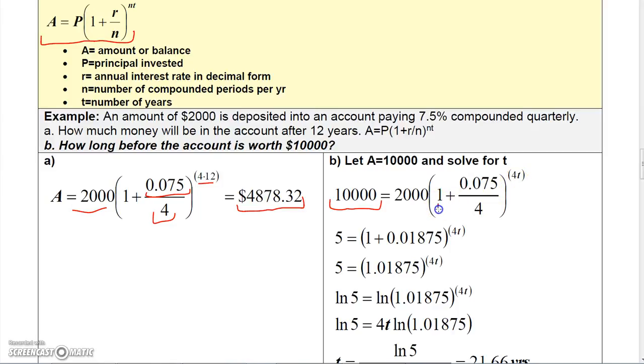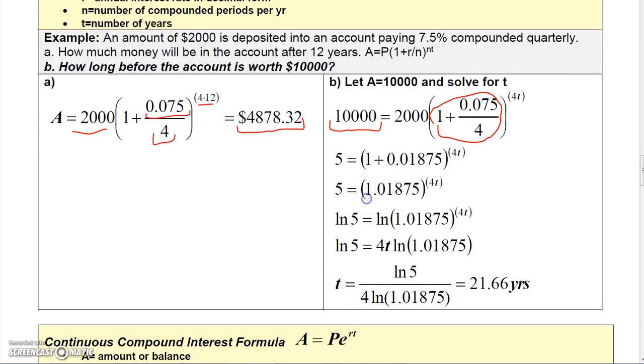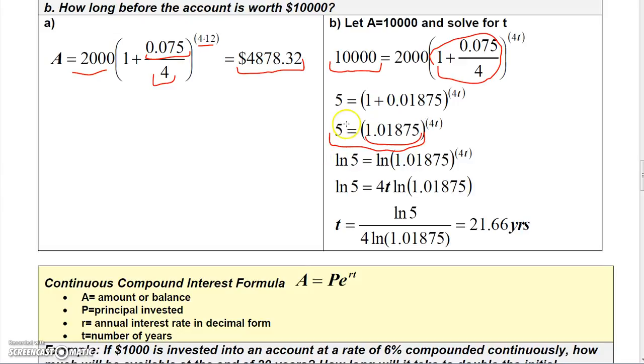Now, if you add all this together inside this parentheses, you'll find that it's really just 1.01875. So that's where I got the 0.01875. I just figured out what this was, and then I added it to 1, and I got 1.01875. And also, I divided 2,000 into 10,000 to get the 5. So I have 5 equals 1.01875 to the 4t.